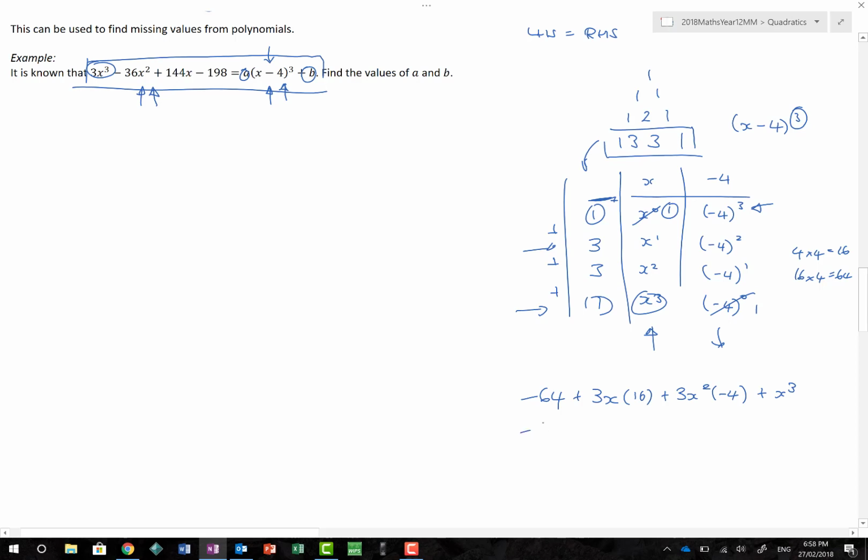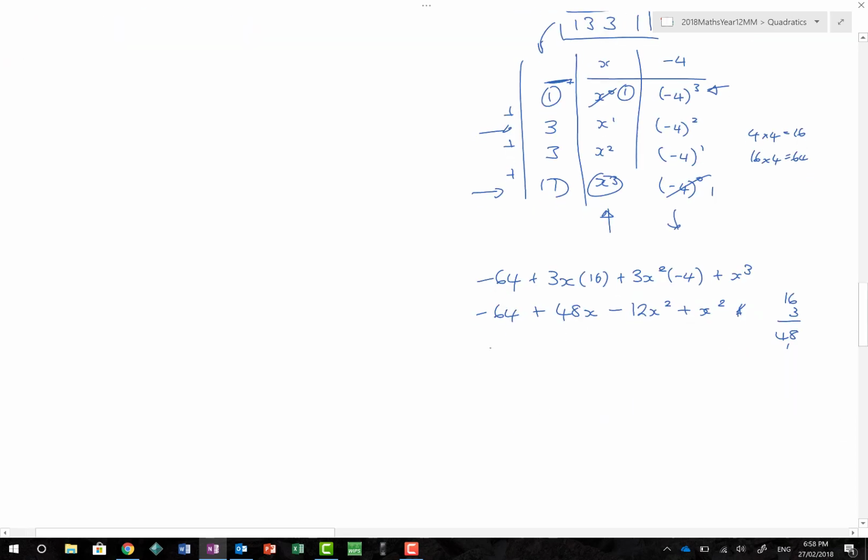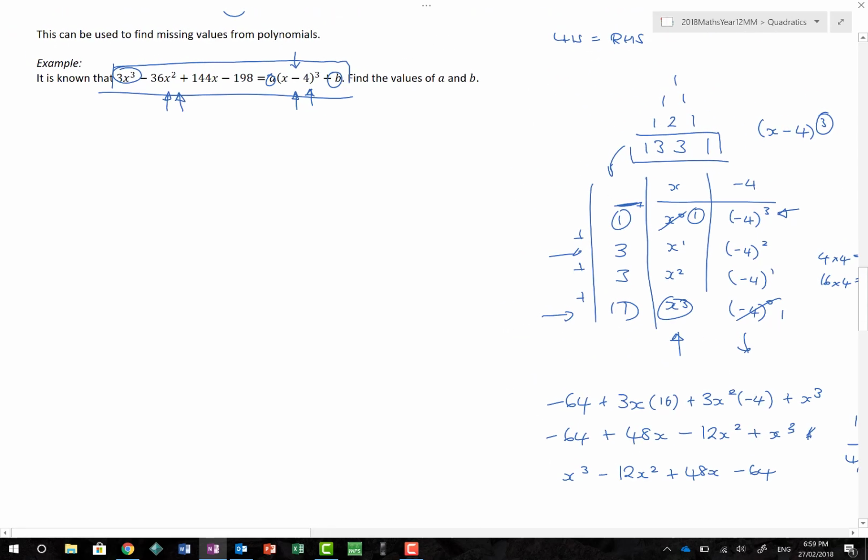So let's simplify that. We get minus 64 plus 16 times 3 is 48. Let's put the x in there just so we don't confuse anyone. 48x, minus 12x squared plus x cubed. Now, it's weird to have things written this way around. And so generally speaking, we would have x cubed minus 12x squared plus 48x and minus 64. All right, so that is the expansion of that.